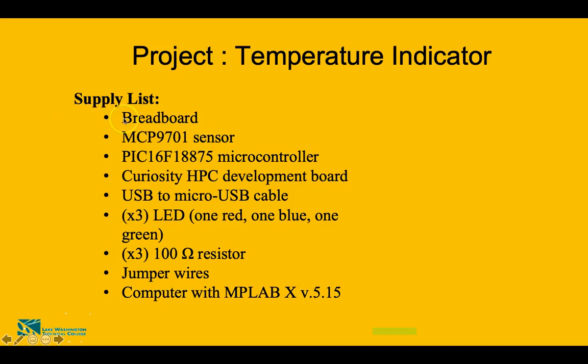This is the supply list. You'll be using a breadboard, the MCP9701 sensor, and this particular microcontroller, the Curiosity HPC development board. This is a part of this development board. And then a USB to micro USB cable. You'll be using three LEDs and 100 ohm resistors, jumper wires, and a computer with MPLAB of this version. So these are some of the basic supplies, but again, as I told you, you can be more creative. You can use a buzzer or something else to show the change in status of the temperature.